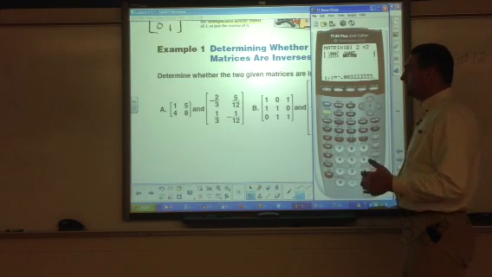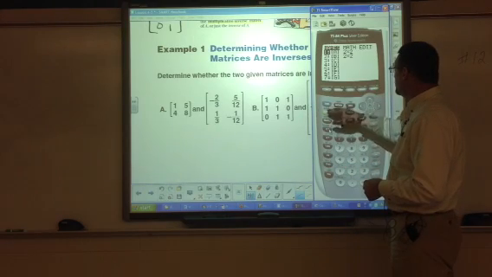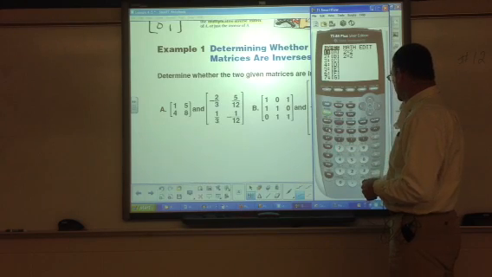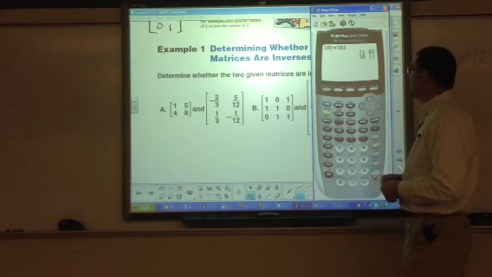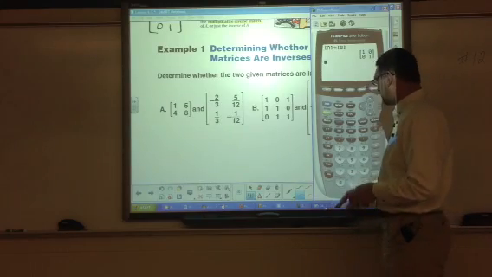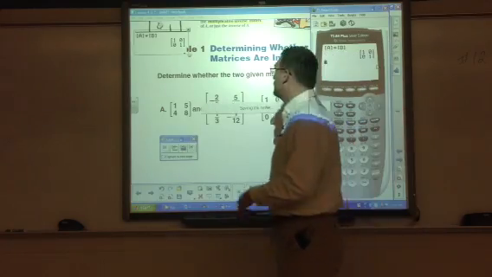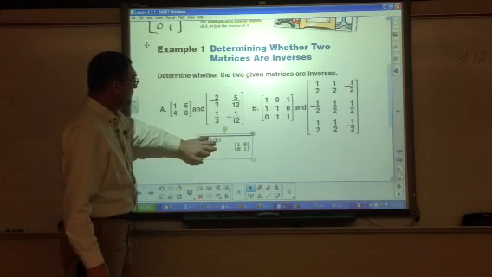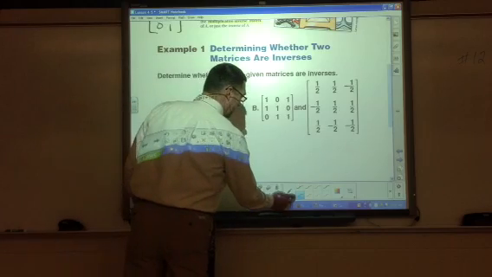And so what we're going to do then is multiply these two matrices together, matrix A and matrix B. So we go matrix A times matrix B. And we multiply them together, and if we get the identity matrix here, so when I do A times B, I get this matrix here, which is the identity matrix. So these are inverses.